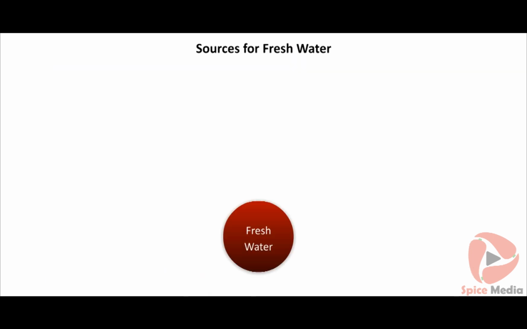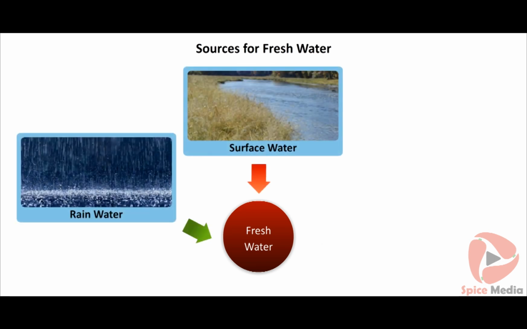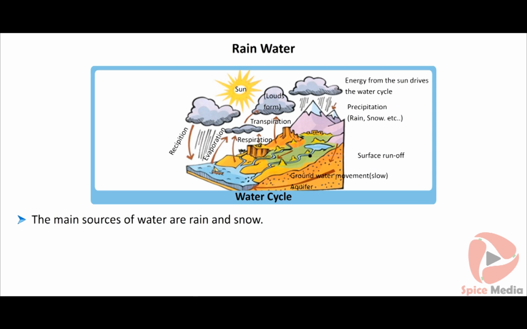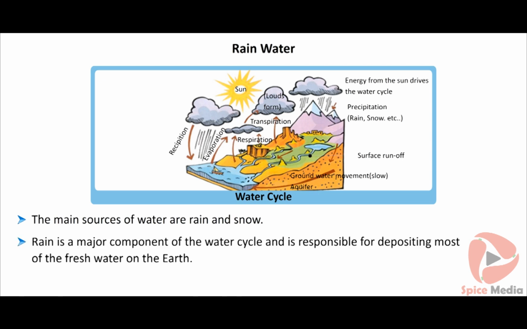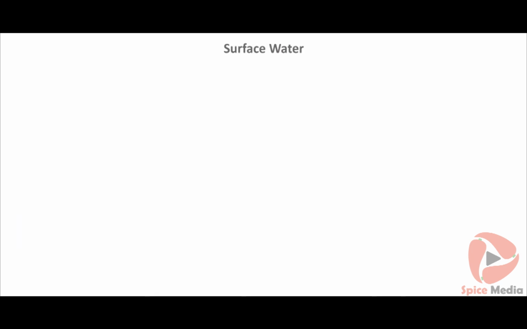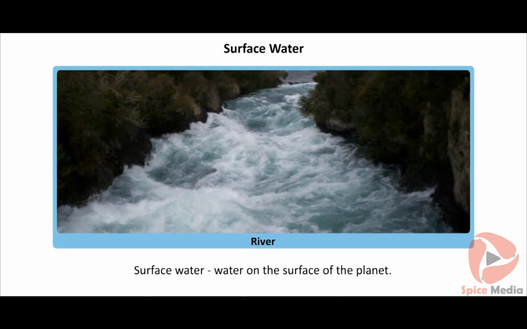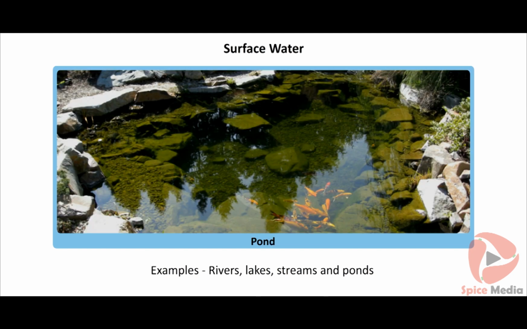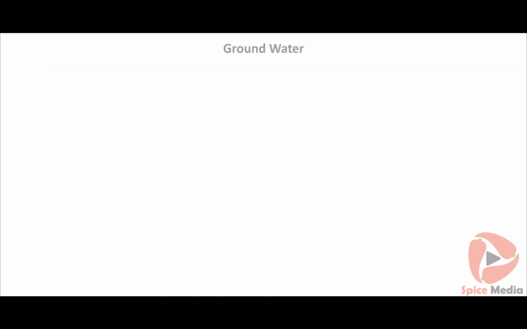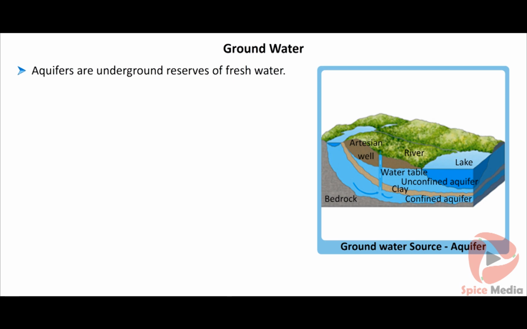Fresh water is obtained from three major sources such as rainwater, surface water, and groundwater. The main sources of water are rain and snow. Rain is a major component of the water cycle and is responsible for depositing most of the fresh water on the earth. Surface water is nothing but water on the surface of the planet. Rivers, lakes, streams, and ponds are good examples of surface water. India is blessed with a large number of rivers.